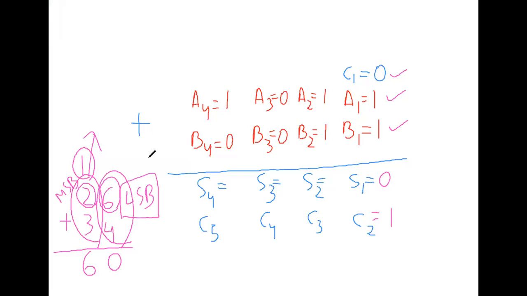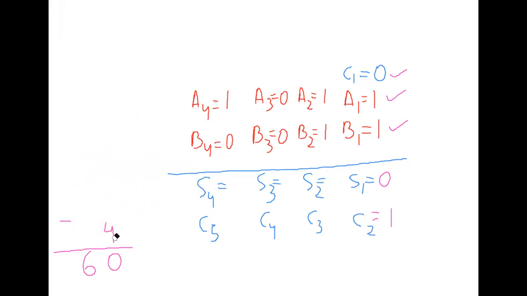Because this is the LSB bit, there is no previous bit. This is the starting bit. That's why we have to take carry is equal to 0, initial condition. Next, see. Now sum is equal to 0 and carry C2 is equal to 1.